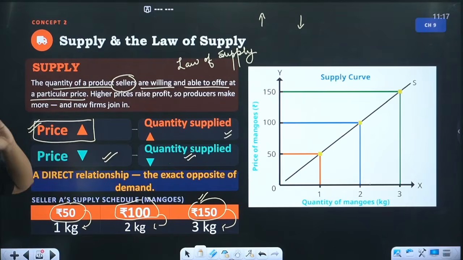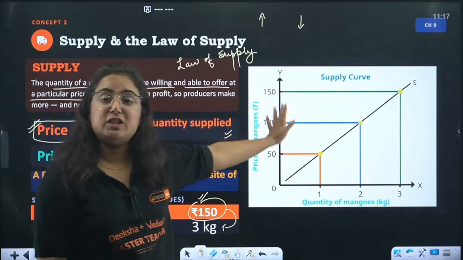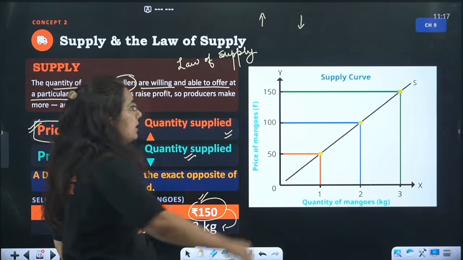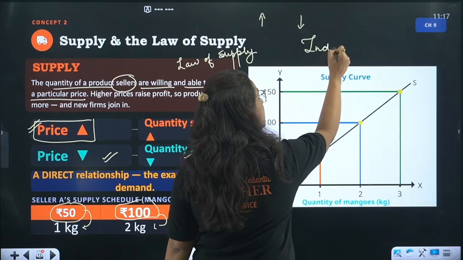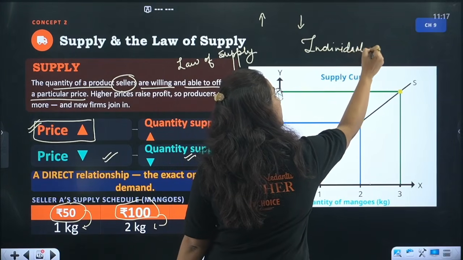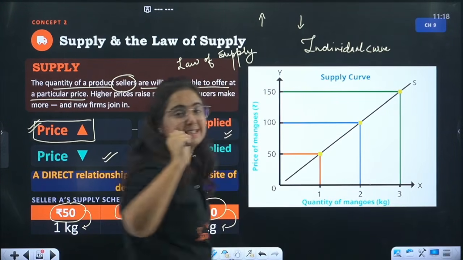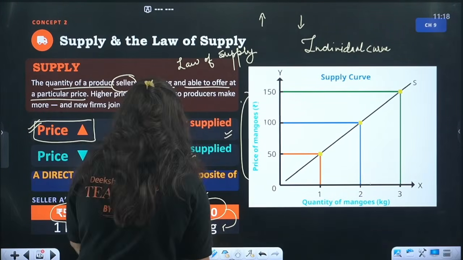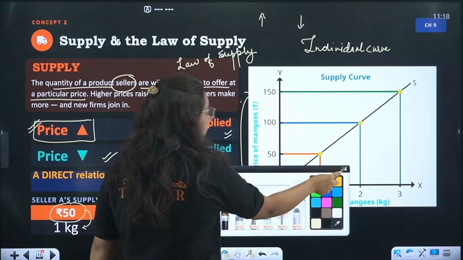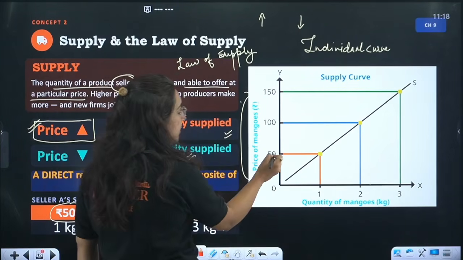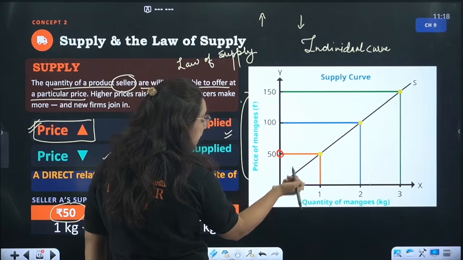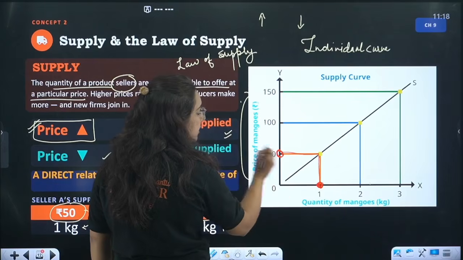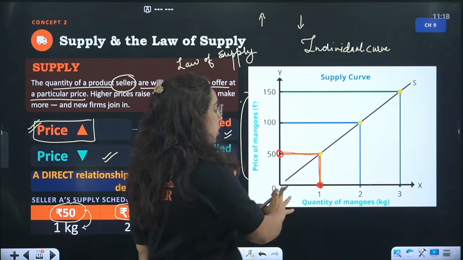And here we have to make the supply curve, as we just saw in the individual demand also. This supply curve is basically an individual curve. What is it, beta? Individual curve. Here I am talking about just a single supplier. Here it is prices of mangoes and here it is quantities of mango. So beta, what happened when in the market mangoes were being sold at 50 rupees only? The supplier decided, let me produce only 1 kg, and the dot on the curve is here.